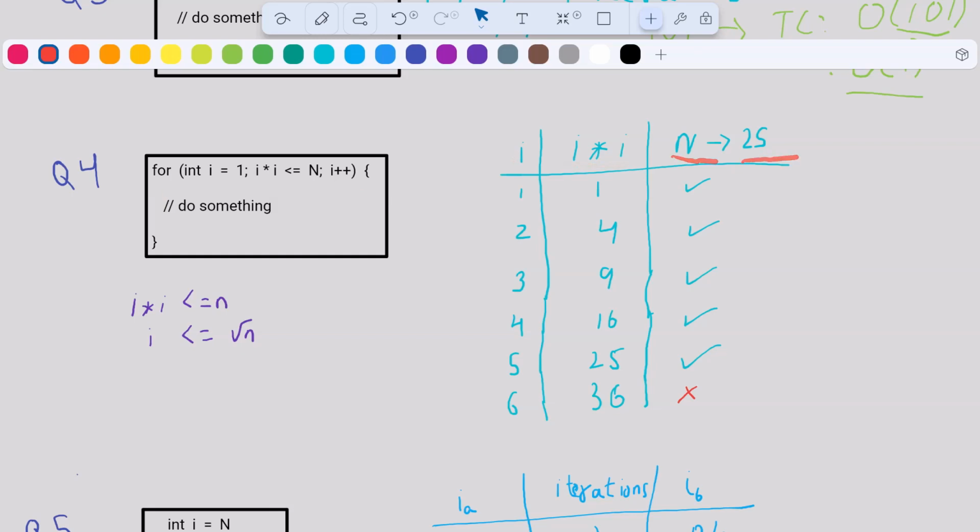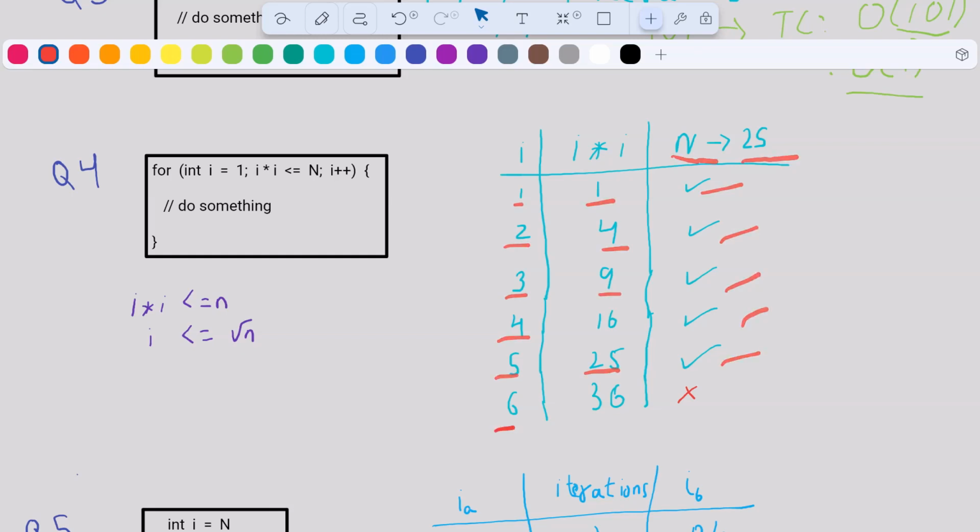Okay, so when i will be 1, I multiplied by I will be 1. So this loop runs this time because it is less than or equal to n. For 2, I into I will be 4, so the loop will run. For 3 also, I into I will be 9, so this will run. For 4 also this will run. For 5 also, I into I will be 25, and it is less than or equal to 25, so it will run.